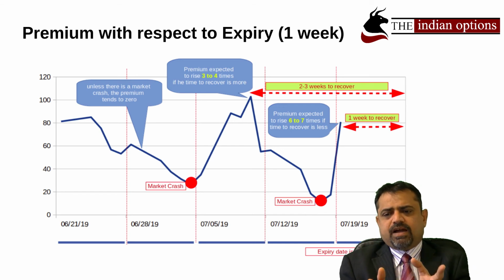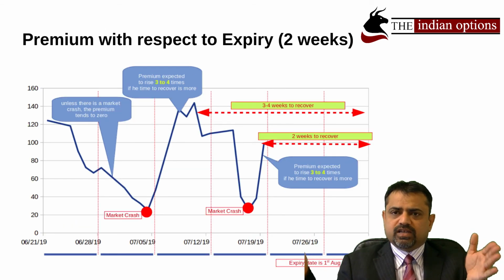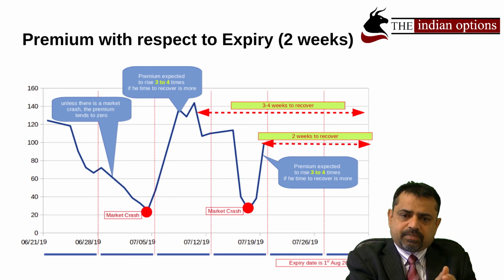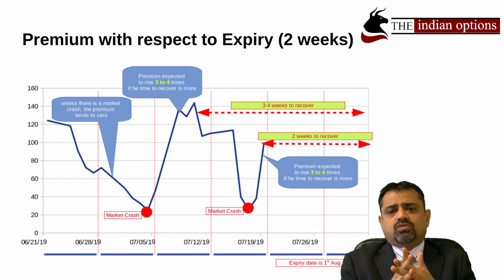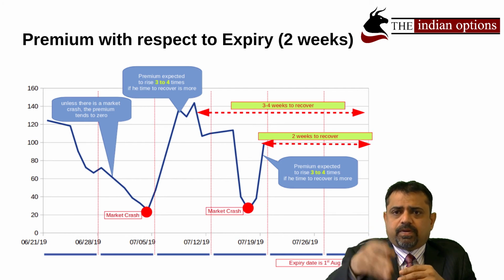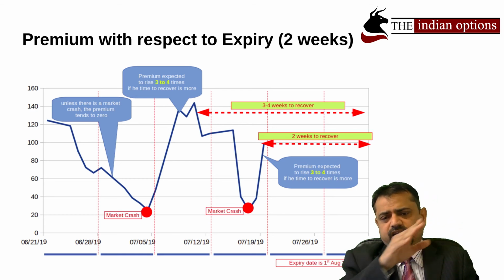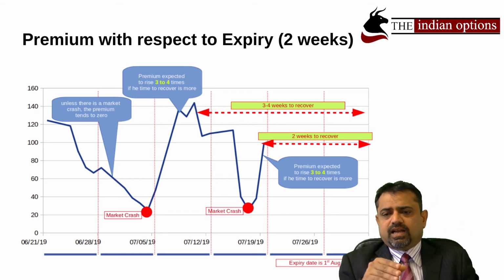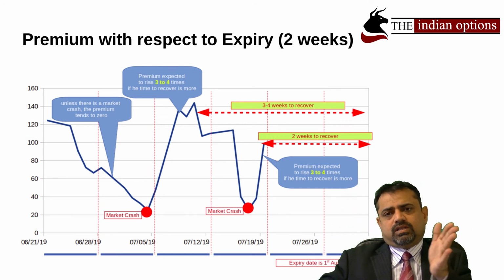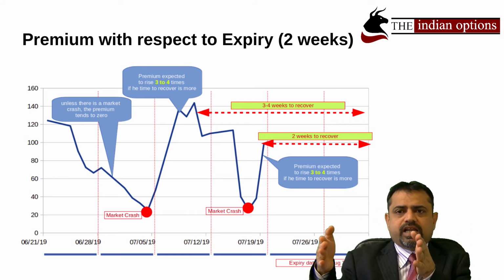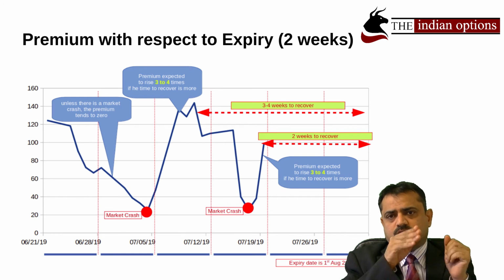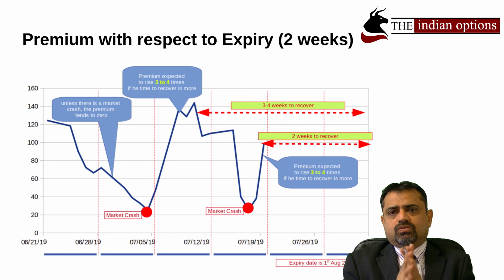Now the same example I have taken for 1st of August. Now the expiry is like 3 to 4 weeks away, so there is time to recover. Again the budget happened on 5th of July, and the premium went from 22 rupees to almost 120 rupees. So 4 or 5 times the premium increased, and then after a couple of weeks it dropped back to the 20-30 level, and then when the market crashed again it went up. So the amount of time you have until expiry plays a very important role in how much the premium will go up and down. Just be mindful of that.